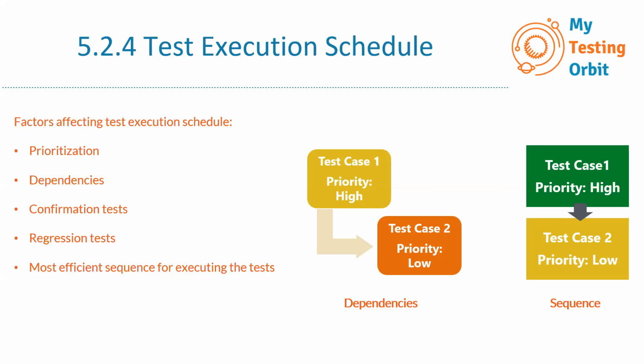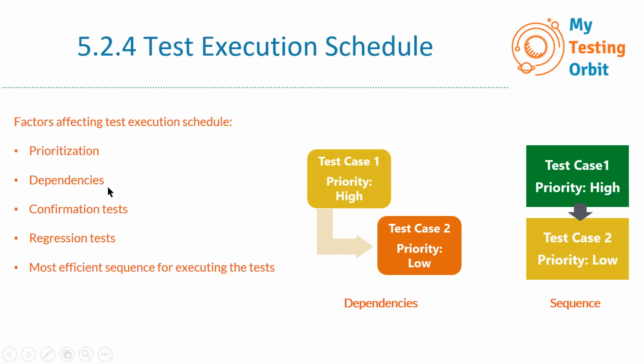And there are a few factors which affect the test execution schedule, and the factors are listed over here. The first one is prioritization. So ideally, whenever we have a number of tests, we always group them in a way that we execute the high priority tests first. So this is always the first thing we go for, that the high priority tests will be executed first. But of course, there are a few exceptions, which we will go through now.